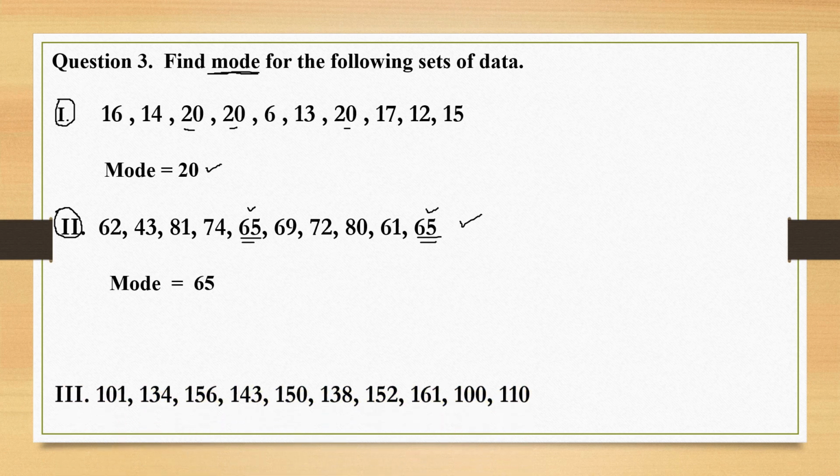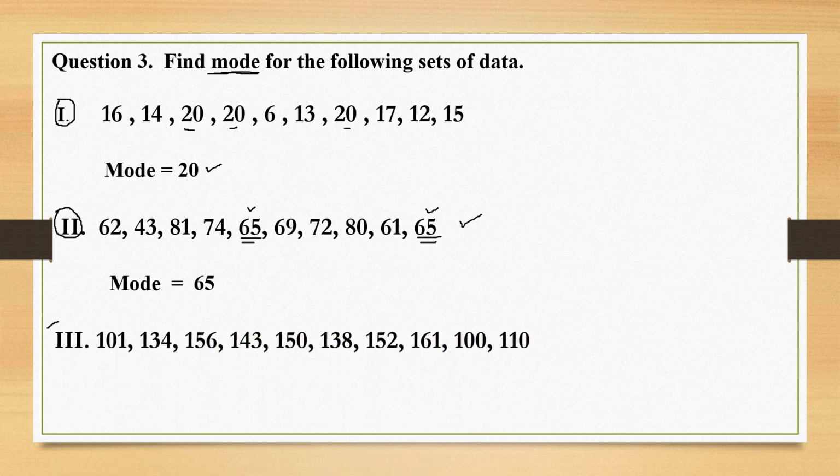Now look at the third question. In the third question, here we have data. Okay, so now if we see this question, I can't see any number which is repeated twice or 3 times. So in this question there is no repetition of any number. So in this case we will write here: no mode for the above data. I think you got this point.